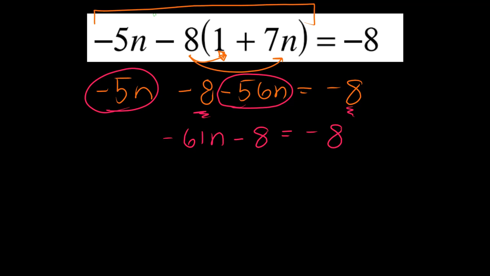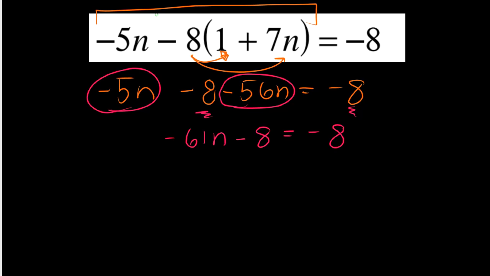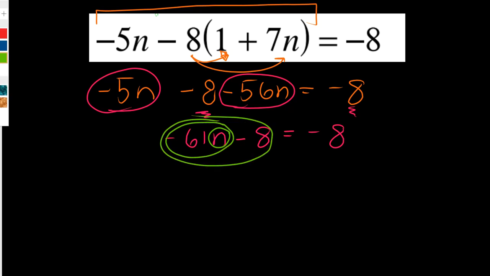So from here, we're now going to go ahead and build that onion out, and we are going to try to solve this question. So let's build that onion out around the n, and then the minus 61n, and then the minus 8. So how are we going to get rid of that 8 first of all, that minus 8?